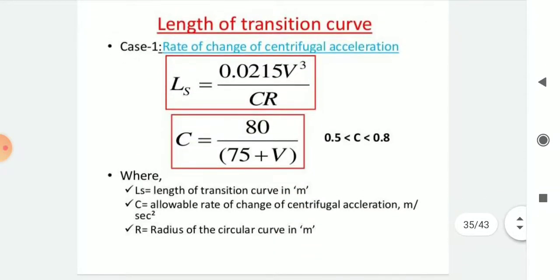In case 1, rate of change of centrifugal acceleration, the length of transition curve LS is equal to 0.0215 V cube divided by CR, where C is equal to 80 divided by 75 plus V, and C is between 0.5 and 0.8. Here LS is the length of transition curve in meter, C is the allowable rate of change of centrifugal acceleration in meter per second cube, and R is the radius of the circular curve in meter.